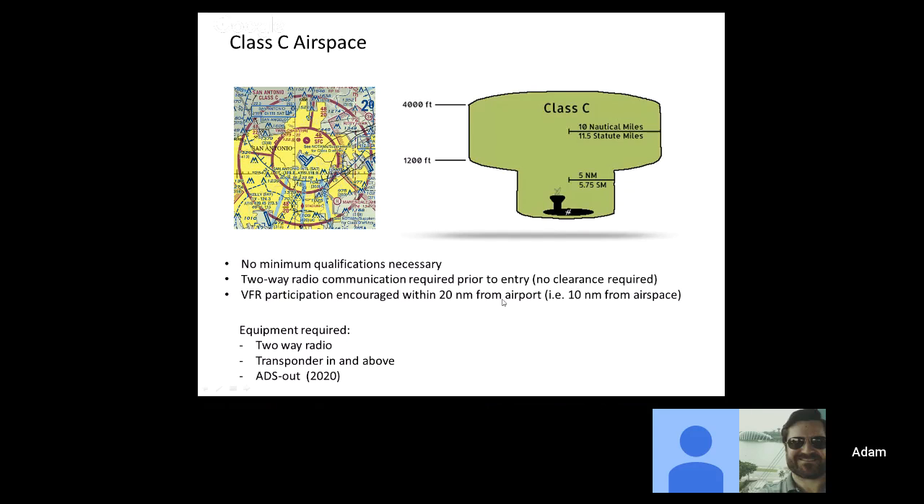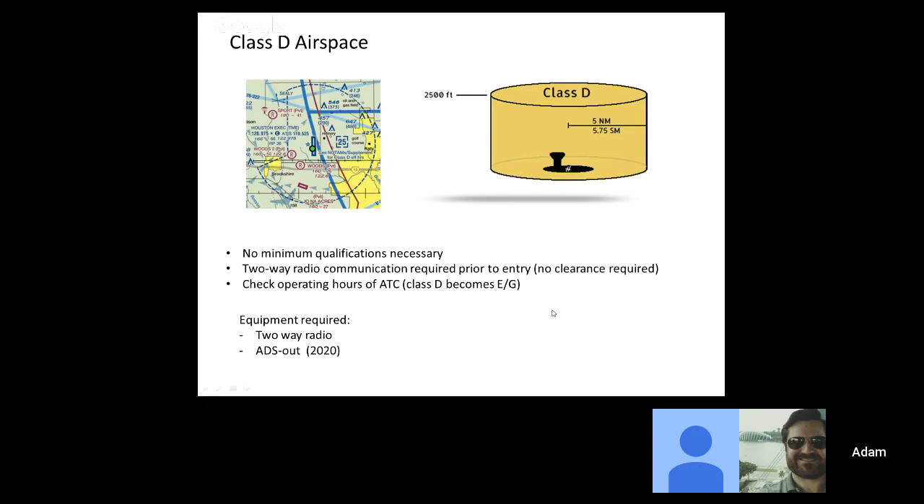Austin Bergstrom is a Class C. And then we've got Class D, Class Delta. It is the smallest controlled airspace for an air traffic controlled airport.